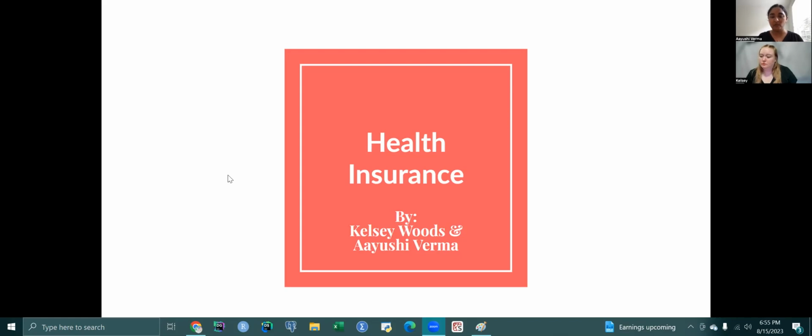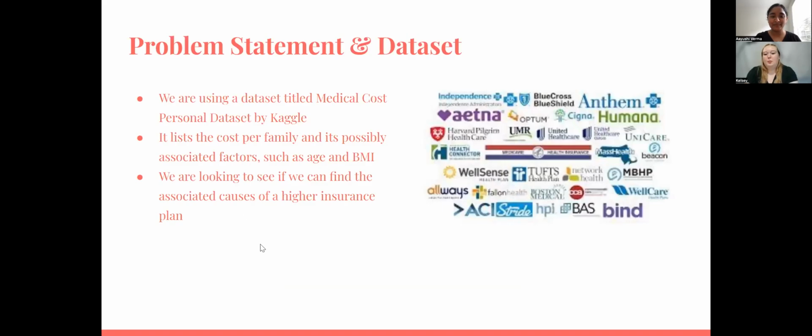This is our final project for the machine learning class that we've done this semester. So our problem statement and data set was provided by Kaggle. It's the data set on medical costs per person, which I just considered, based on the explanation provided by Kaggle, to be the cost per family, and the associated factors that affect the cost per family, such as age and BMI. And we were looking to see what factors were most highly associated with a higher insurance plan cost, which is very important these days.